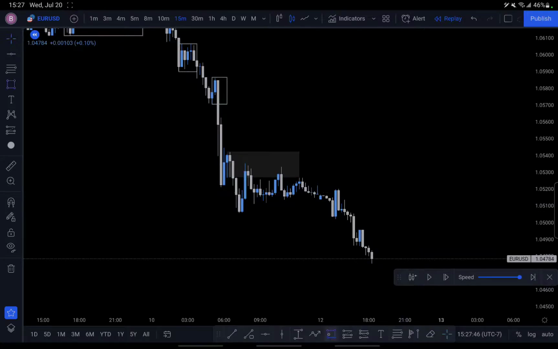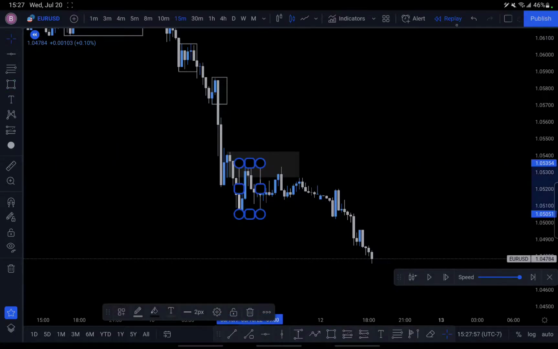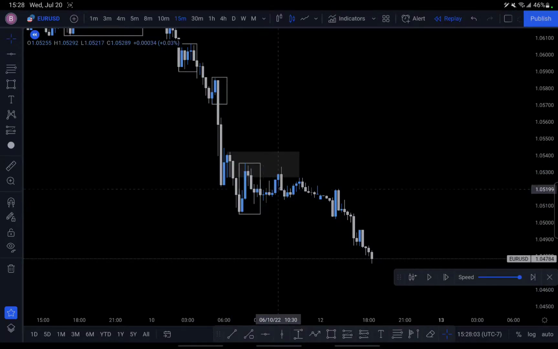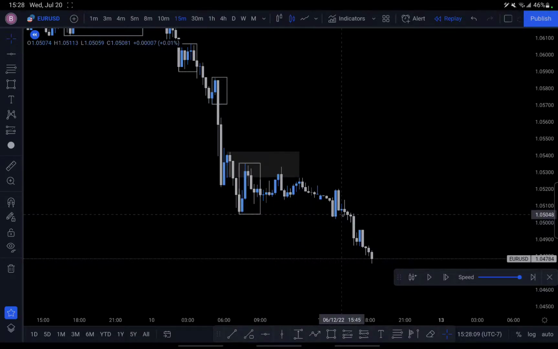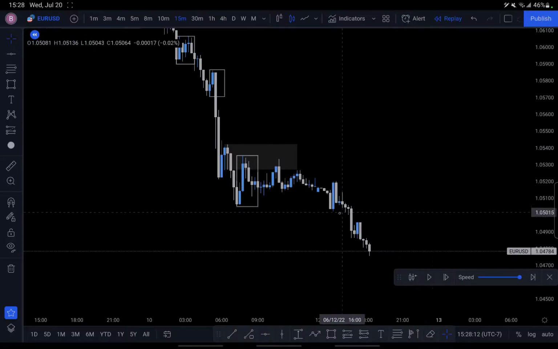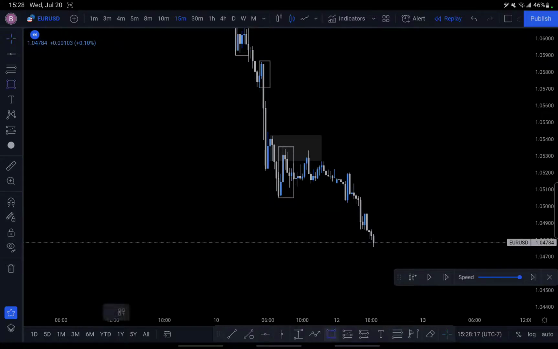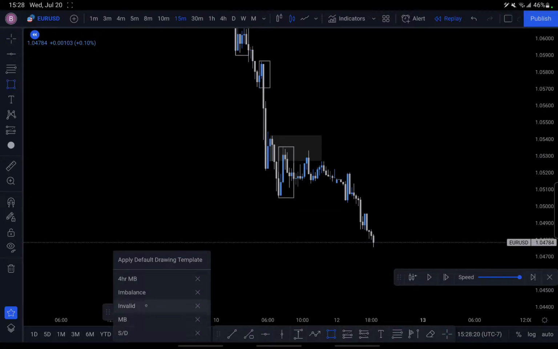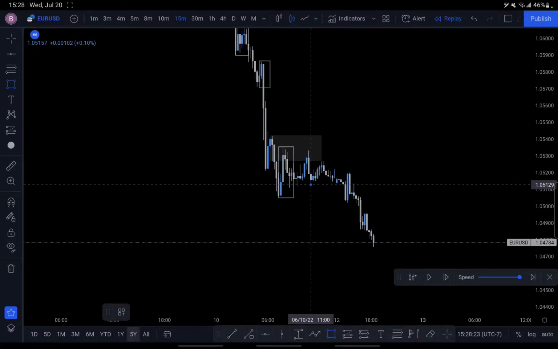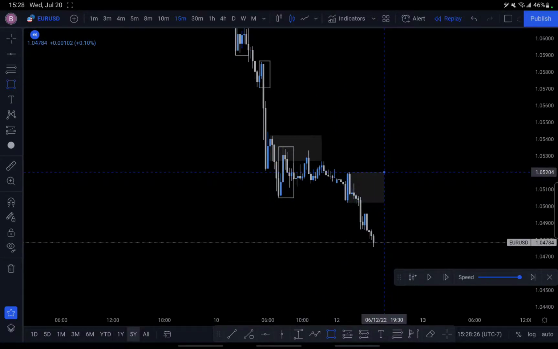Okay, so let's go ahead and start marking up more MintFX blocks here. So we have this up move here before the down move. Okay, this MintFX block was validated right here. Okay, we do have a supply zone here. Let me go ahead and mark this one up. See if price comes, does anything with it. If not, then we'll just go ahead and erase our zone.